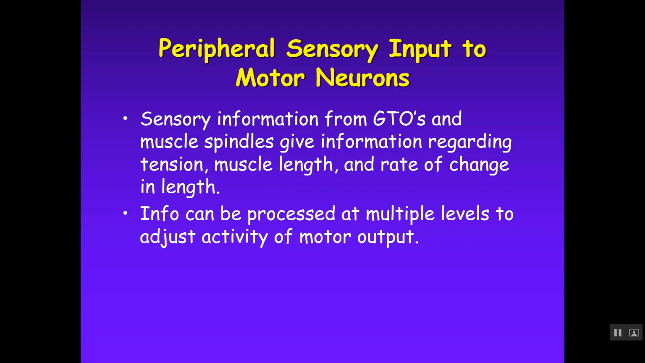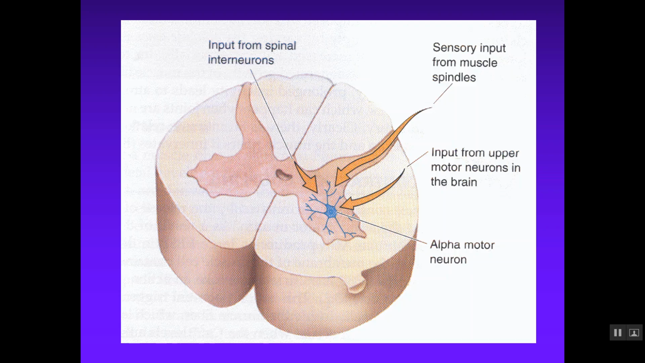So some of those are GTOs, muscle spindles, are two of the more important ones, okay, that really give us a lot of quick feedback about what our muscles are doing and the tension in our muscles. And then, of course, we have our joint receptors, you know, and those kind of things that also help with that. And that information can be processed on multiple levels.